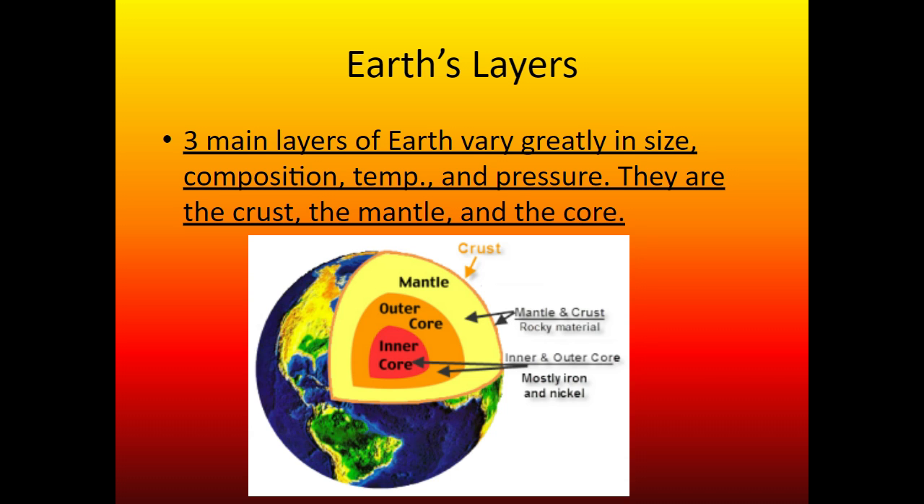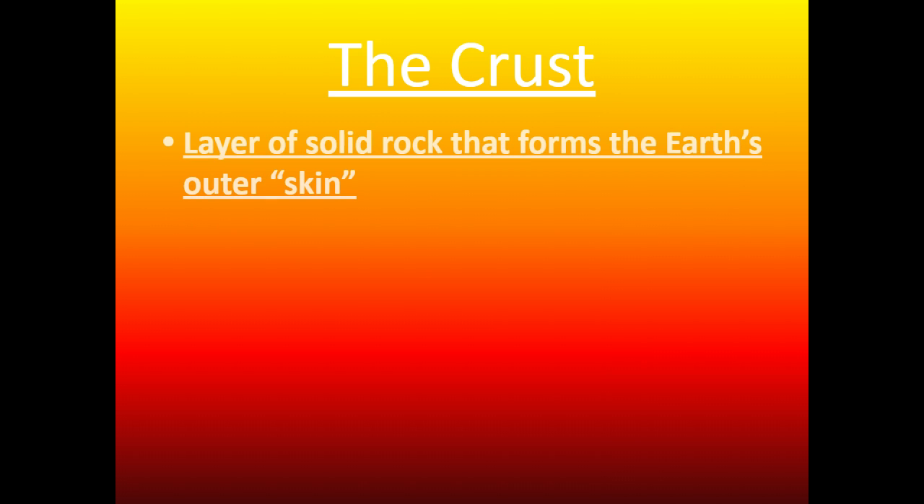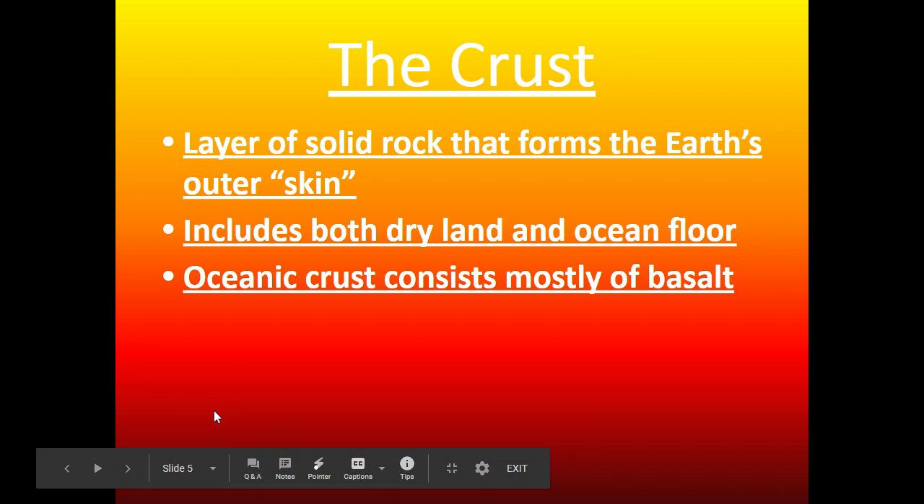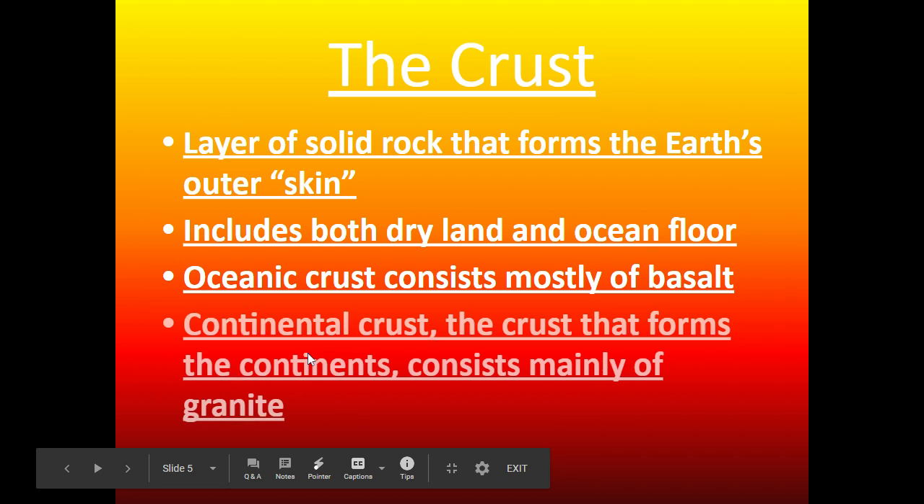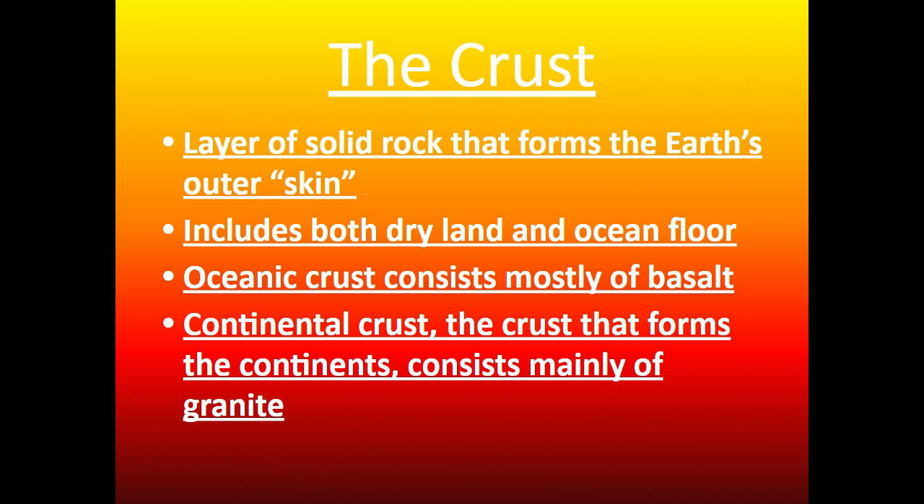So there are three main layers. We have our crust, mantle, and core. Core is composed of inner core and outer core. Your crust is like your skin. We see the skin, but we call it only skin deep, meaning the crust is going to be dry land and ocean floor. It's going to be very thin compared to the rest of the Earth's layers. The oceanic crust consists mostly of basalt. Your continental crust is mainly granite. Basalt is a much softer rock. Granite is a much harder rock.